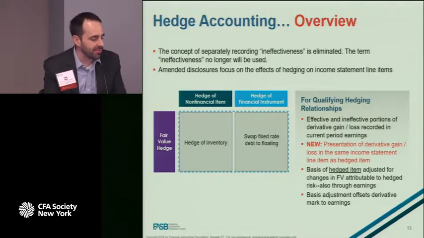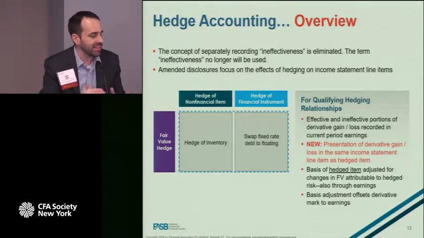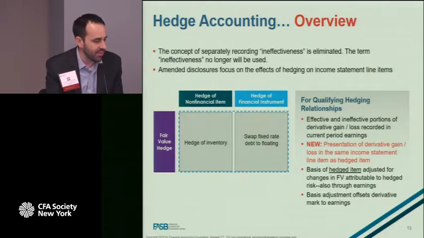So for example, for fair value hedges, today under current GAAP and going forward, both the effective and ineffective portions of the derivative gain or loss are recorded in current period earnings. But under the new hedging standard, the presentation of the derivative gain or loss is now going to be in the same income statement line item as the hedged item, balancing out the changes in fair value of the hedged item.